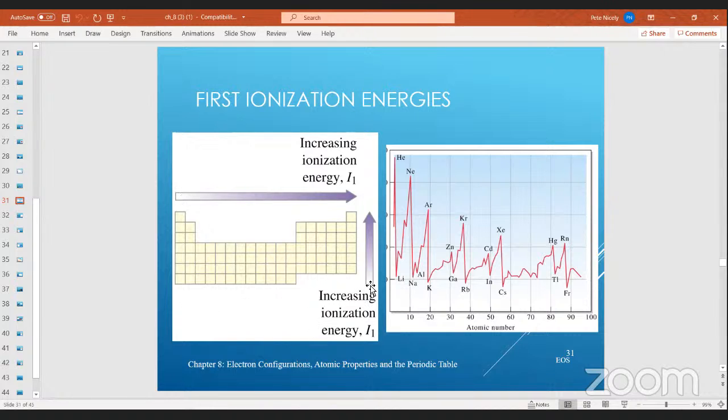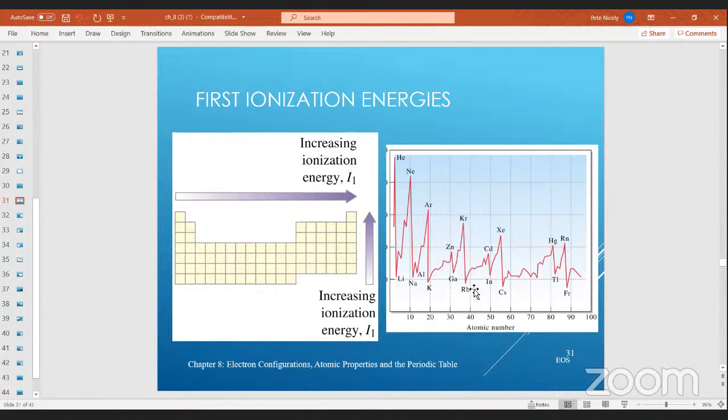Going from bottom to top of any group, we can understand that trend because the distance between the valence electron and the nucleus decreases, and therefore the nucleus has a greater attraction for the valence electron, so more energy will be required to remove that valence electron. So we can understand that trend as well. Now, let me go back to the across-the-period trend.